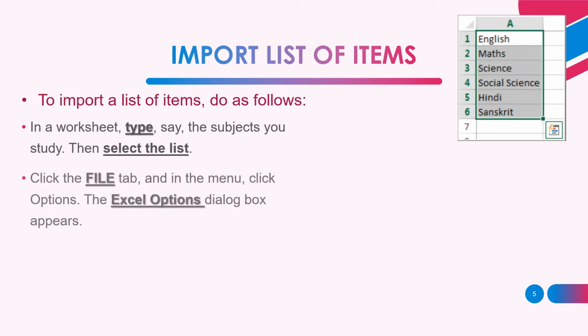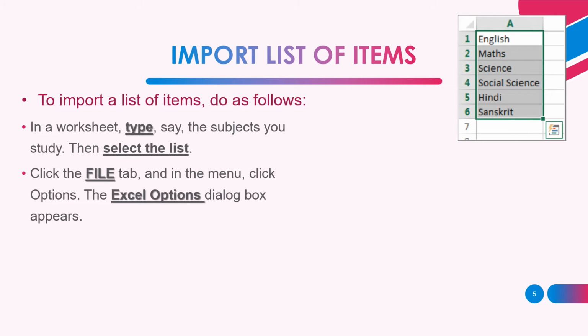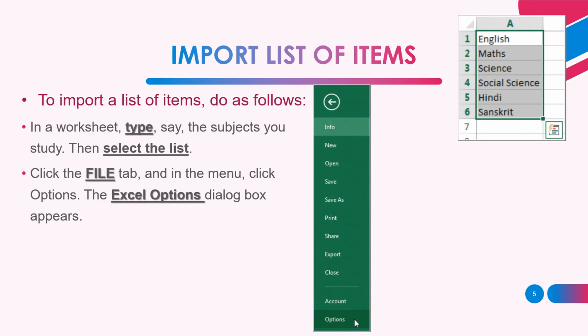The second step: click the File tab and in the menu, click Options. The Excel Options dialog box appears. So you have to click the File tab. When you click the File tab, you can see a menu like this, this green color menu. And at the bottom, you see Options. Can you see Options? So you have to click this Options button.